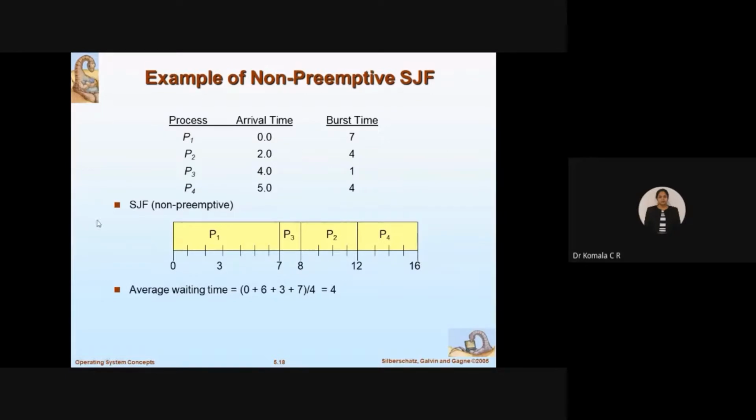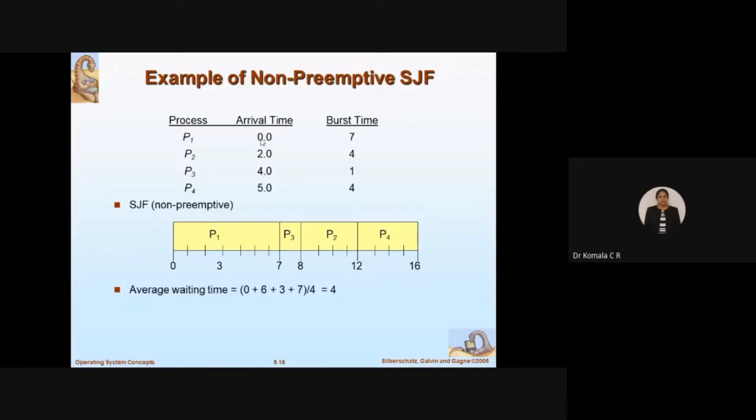Let me just brief this before we calculate. We have 4 processes: P1, P2, P3, P4. P1 has arrived at 0 seconds, P2 at 2 seconds, P3 at 4 seconds, and P4 at 5 seconds. We also have to consider the burst time. The time required to complete P1 is 7, P2 is 4, P3 is 1, and P4 is 4.